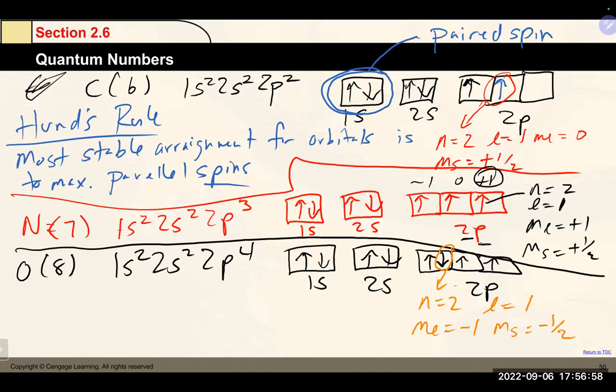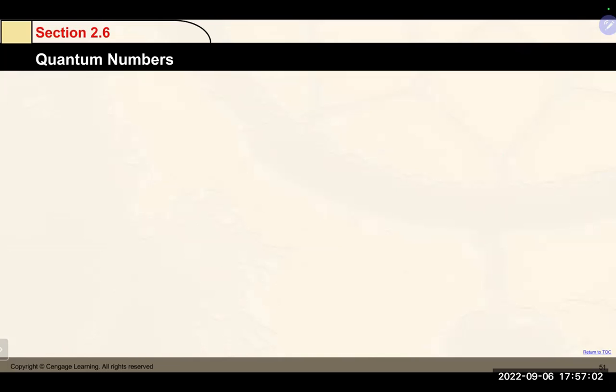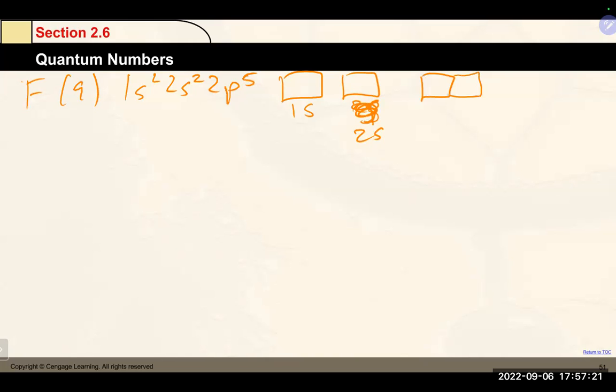All right, then we have fluorine, which is 9. Finished up there with helium. Fluorine is 9. 1s2, 2s2, 2p5. And doing our orbital diagram here. We're going to go up, down, up, down, up, up, up, down, and down.